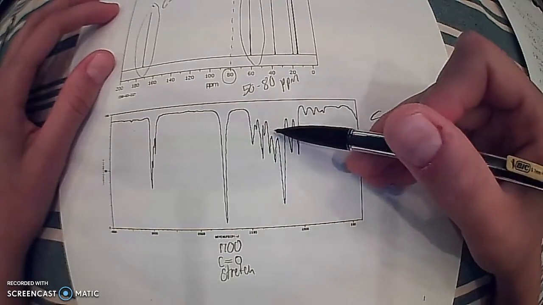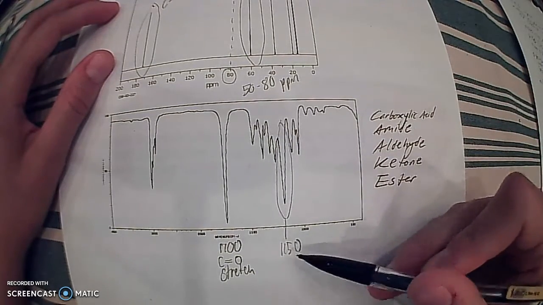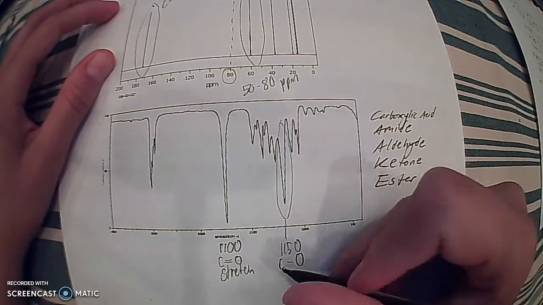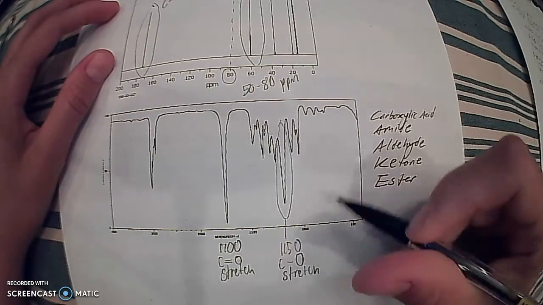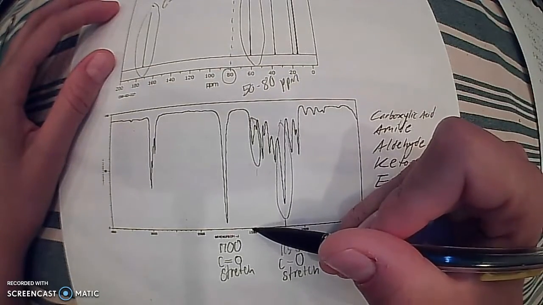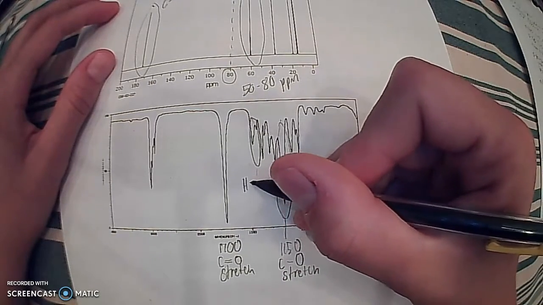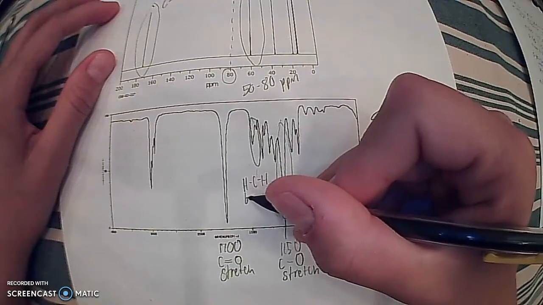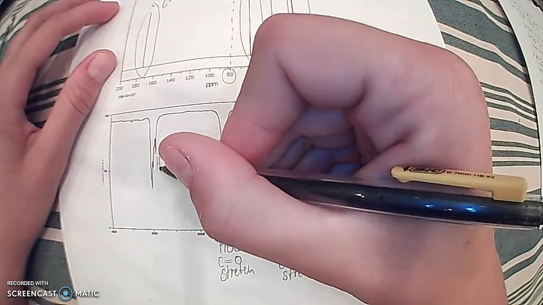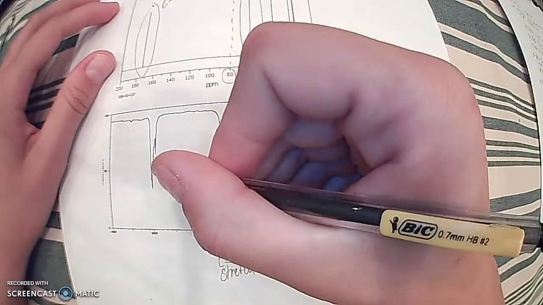And then we'll jump over to this other long peak at 1150. This is indicative of a carbon to oxygen single bond, and this is also a stretch. And then we notice this peak just below that 1500 line, and that is going to be indicative of your hydrogen, carbon, hydrogen bending. And then looking at the hydrogen and carbon as well, we have the hydrogen carbon peak here that indicates a stretch.